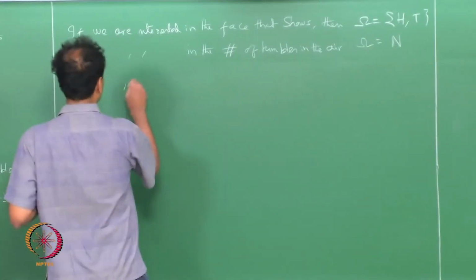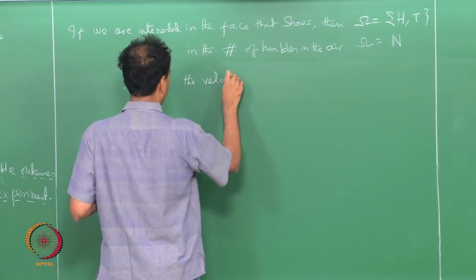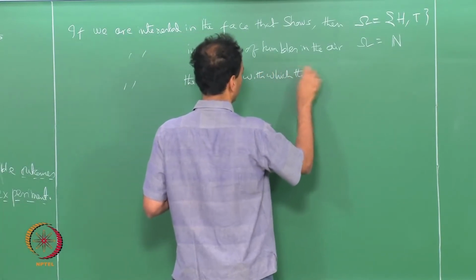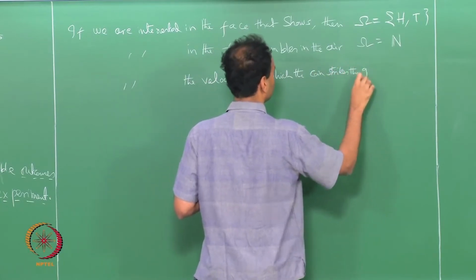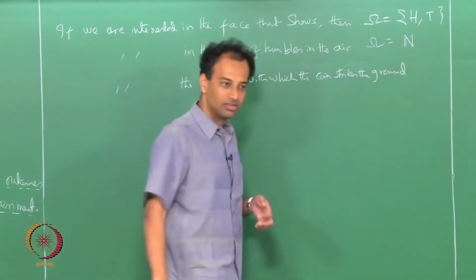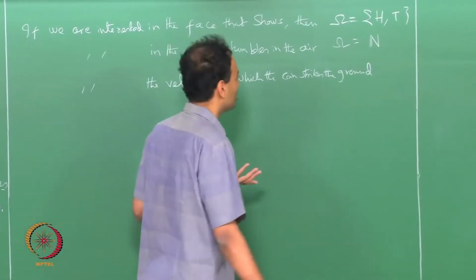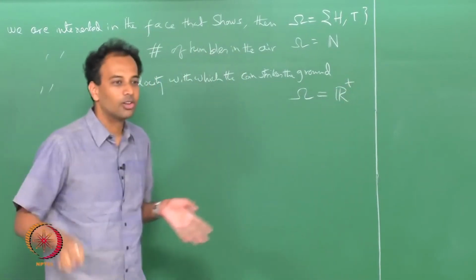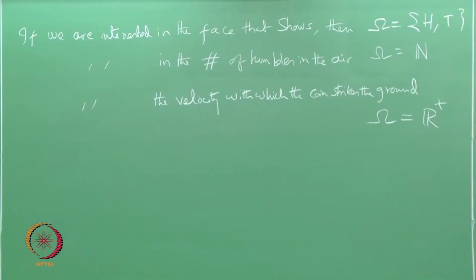So, you may be interested in the velocity with which the coin strikes the ground. It seems a bit strange, but you may be interested in knowing that. So in this case probably you should choose R plus, or some subset of R plus, some positive real numbers. So you understand what I am trying to say here.